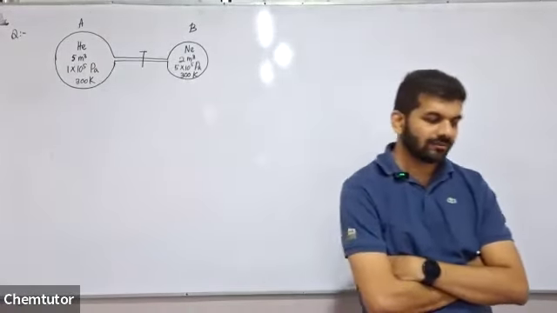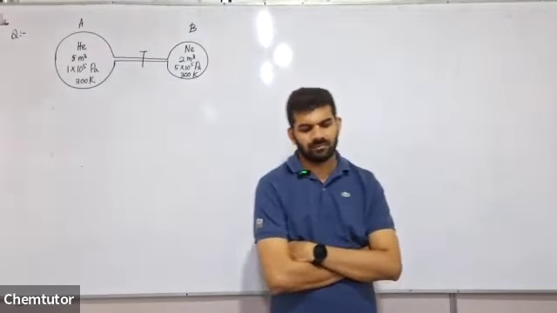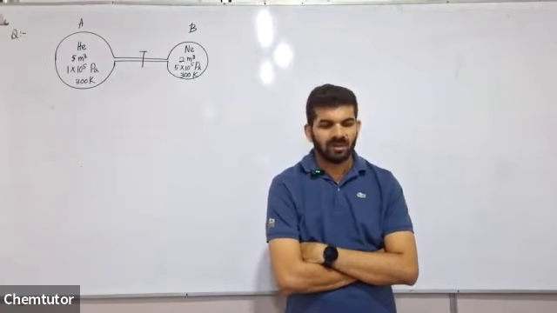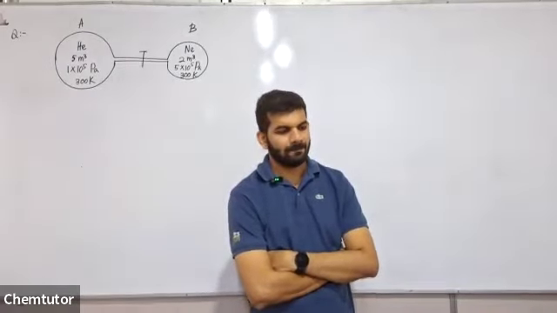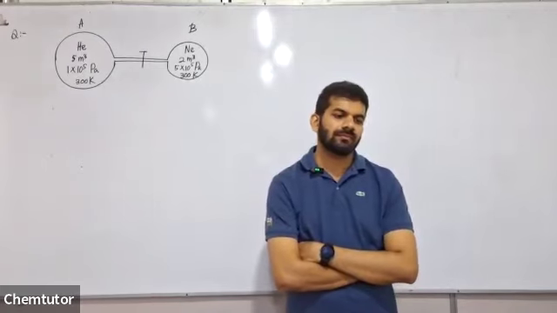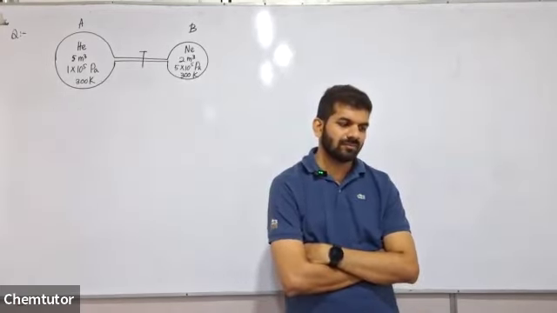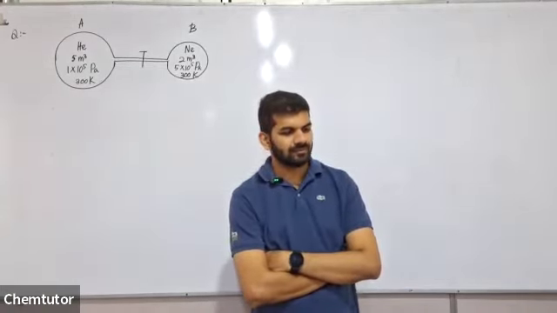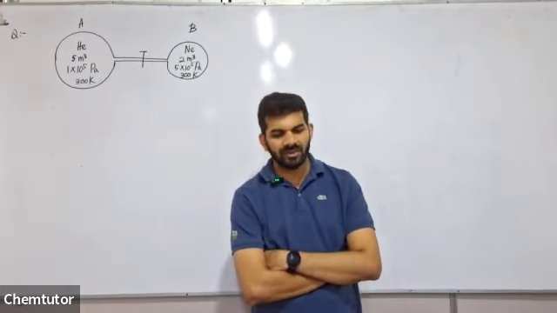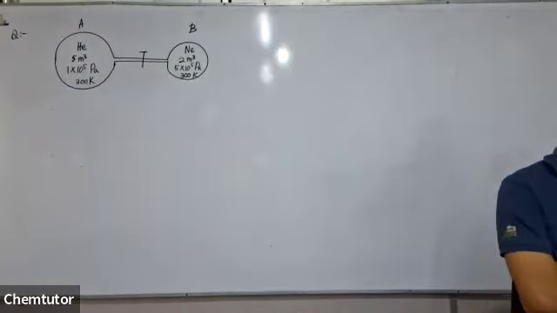Now the second question. Calculate the partial pressure of helium inside the vessel B, at a temperature of 500 Kelvin, after opening the tap.